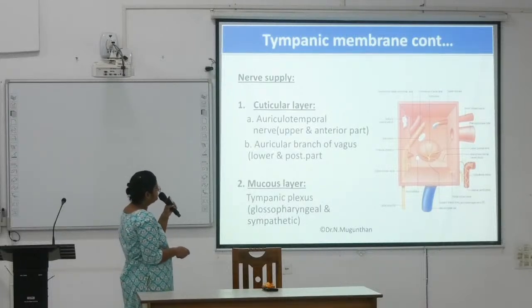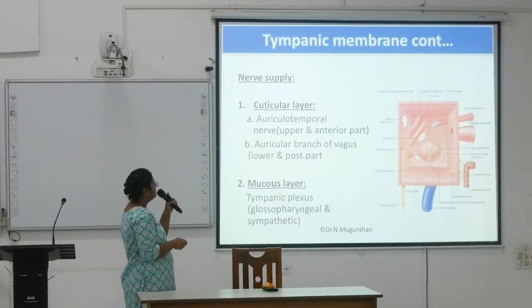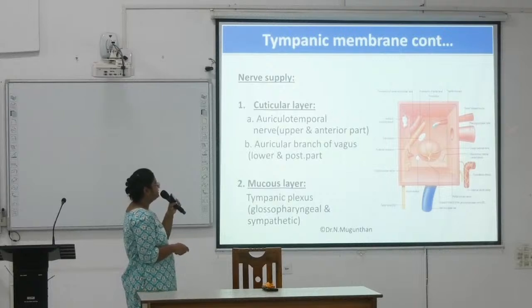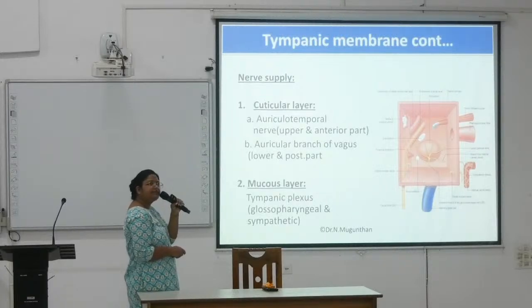Here you can see this is the tympanic plexus. It is lying above the cochlear eminence and supplying the inner mucous layer. It is formed by the glossopharyngeal nerve and fibers coming from the sympathetic plexus. The sympathetic plexus also forms a plexus around the internal carotid artery.